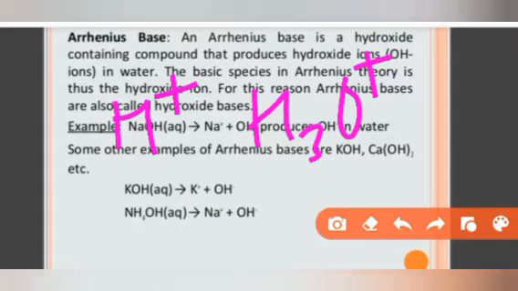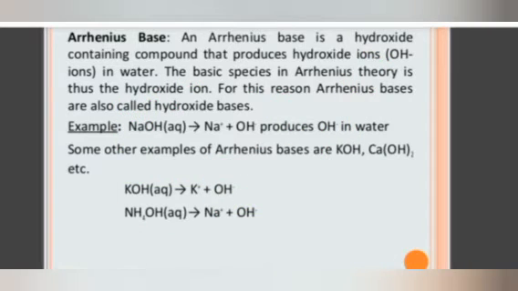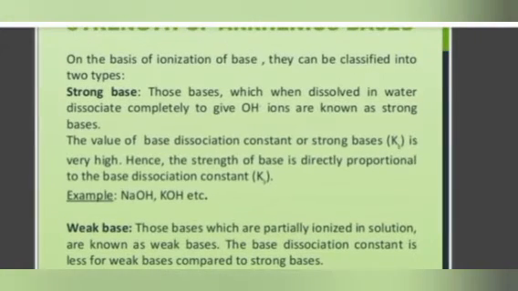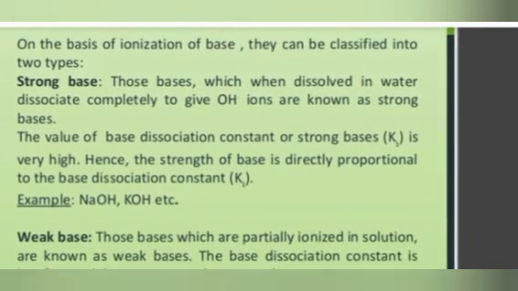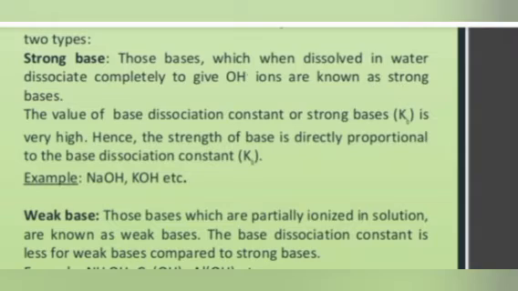So you can see here all these examples where KOH breaks down into K positive and OH negative ion. It means that these are Arrhenius bases. So like Arrhenius acid, Arrhenius base is also strong and weak. All those substances which dissolve in water and completely dissociate to give OH negative are called strong bases. The dissociation constant of a strong base is very high.